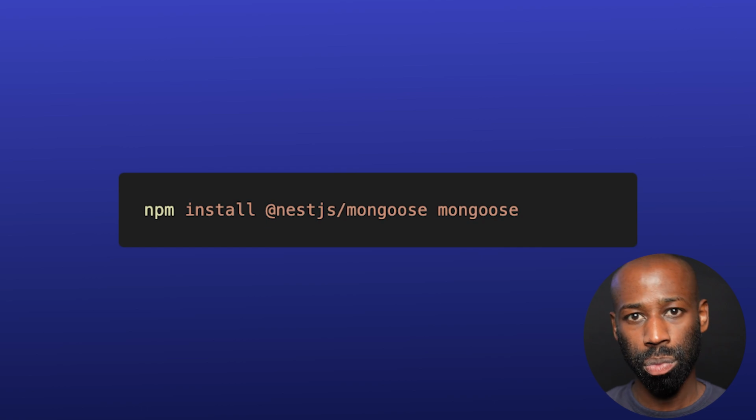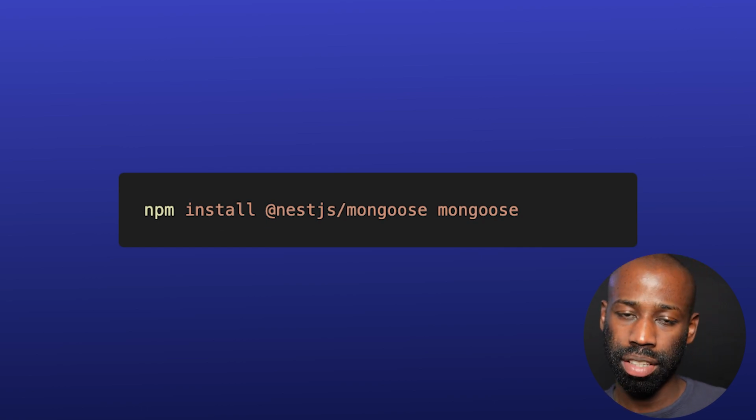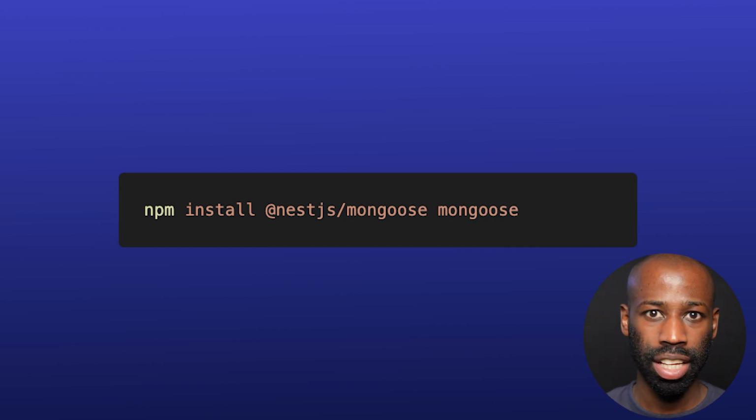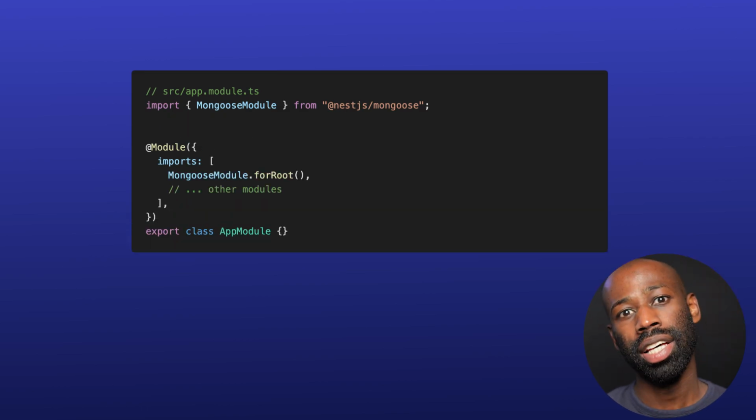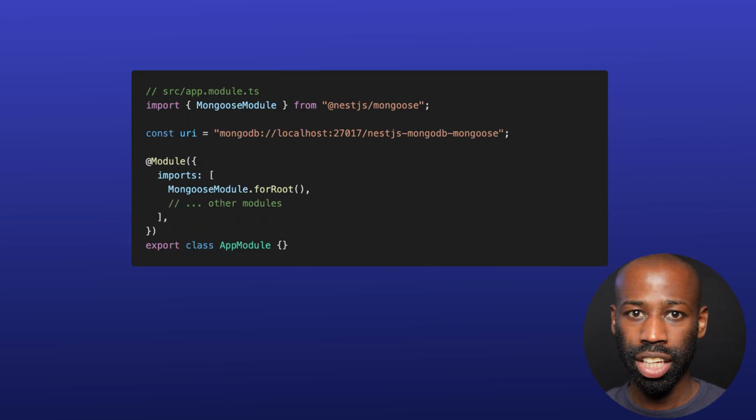First, you need to install Mongoose and the Nest module for Mongoose. Then you can add the Mongoose module to your app module and pass the MongoDB connection string in order to connect to your database. Now, here is where Mongoose starts to show its magic. Mongoose uses schemas to define the structure of documents within a MongoDB collection. And with NestJS, you can use decorators to make this process even smoother.